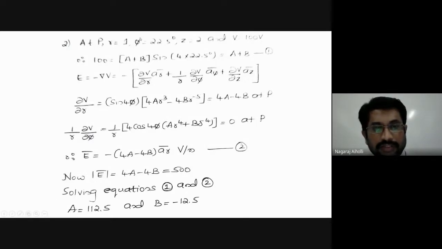First equation is 100 is equal to A plus B. Second equation is 500 is equal to 4A − 4B. If we solve these two equations simultaneously, then we'll get the values of A and B. Take down the steps and verify your answers. Cross verify.